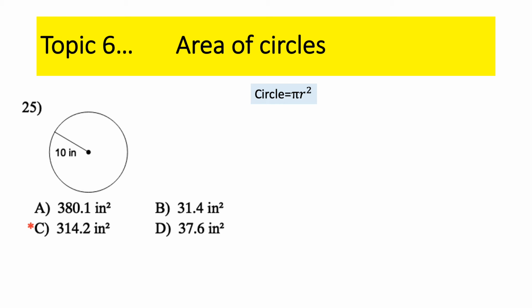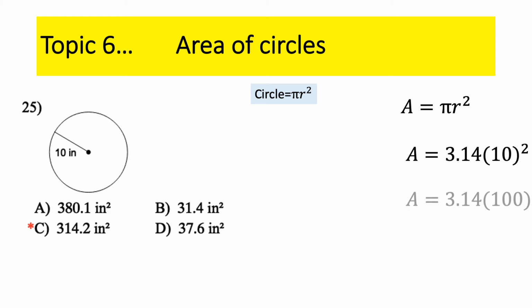All right, so I'm giving you a radius here. So my radius is 10. I'd plug in 10 for r, do order of operations. Order of operations says exponents first. 10 squared is not 10 times 2. It's 10 written twice, 10 times 10. 10 times 10 is 100. 100 times 3.14 is 314.